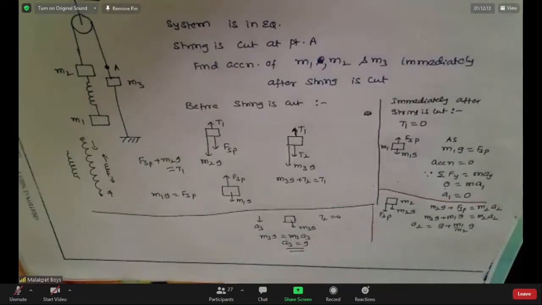Right, with this we have completed Newton's laws successfully. So I have to start friction in the next class. Understood this? Yes, sir.